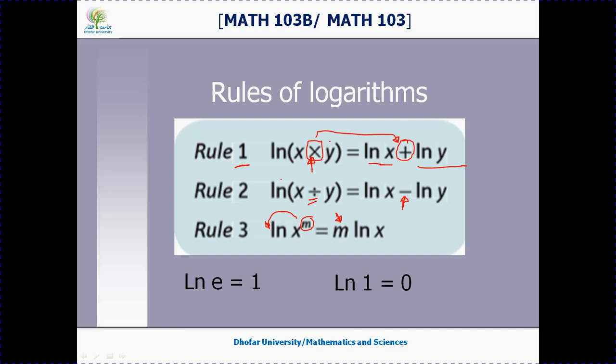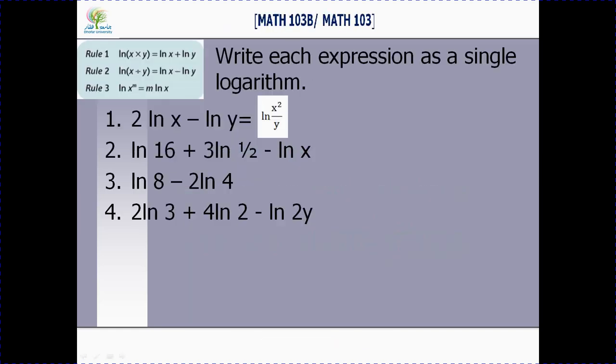And don't forget that ln e equals 1. Why? Because this is ln e at the base of e. And don't forget last time for common logarithm, we said log b at the base of b equals 1. So you can say log e at the base of e equals 1. And the same thing, ln 1 equals 0. So multiplication becomes addition, division becomes subtraction, and power becomes multiple. And then ln e equals 1, and ln 1 equals 0.